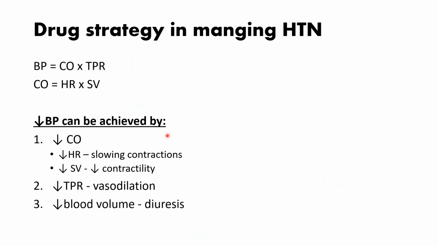Okay, so now let's talk about the different drug strategies in managing hypertension. As we know, hypertension is because of elevated blood pressure. These are the 3 main ways in which we could reduce our blood pressure. But before I talk about this, I just want to go over 2 different equations that are really vital for us to always keep in mind when we're talking about hypertension and antihypertensive medications.